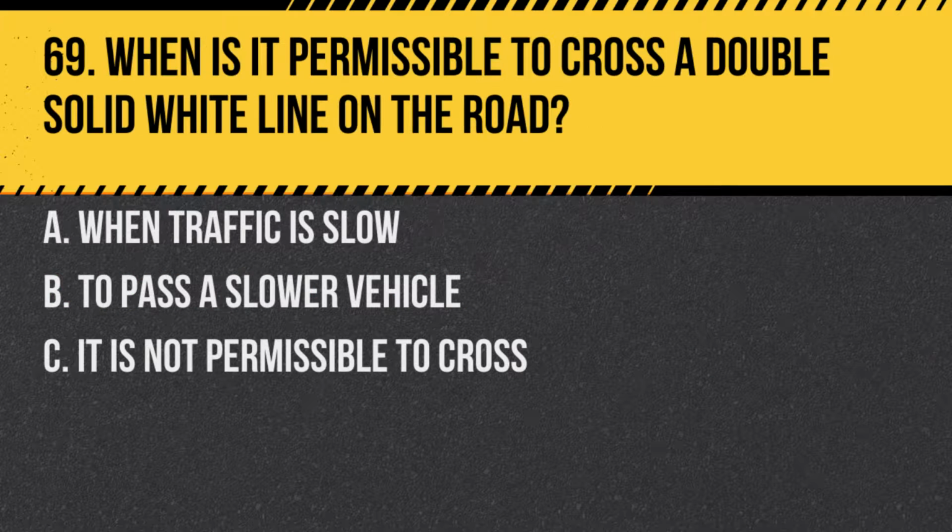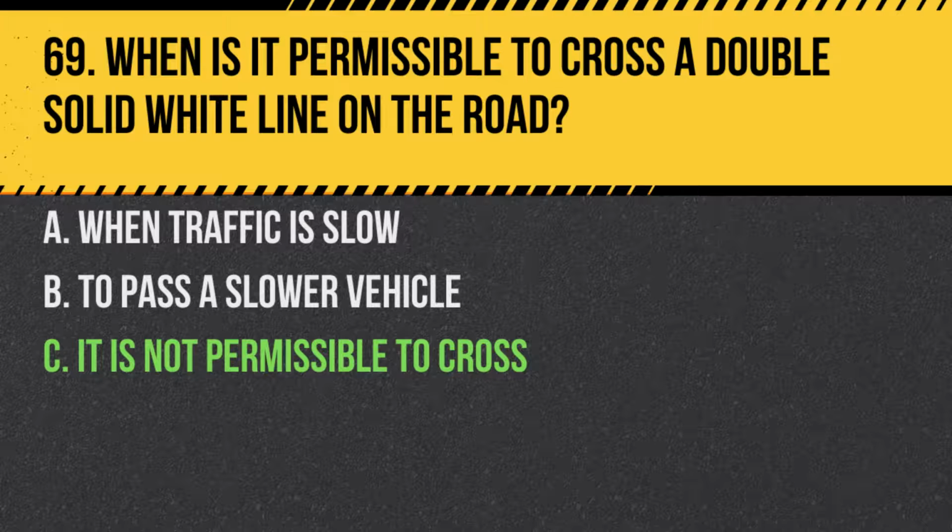Question 69. When is it permissible to cross a double solid white line on the road? A. When traffic is slow. B. To pass a slower vehicle. C. It is not permissible to cross. Answer: C. It is not permissible to cross. Crossing a double solid white line on the road is not allowed under any circumstances.